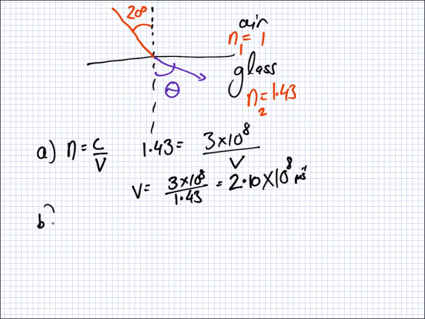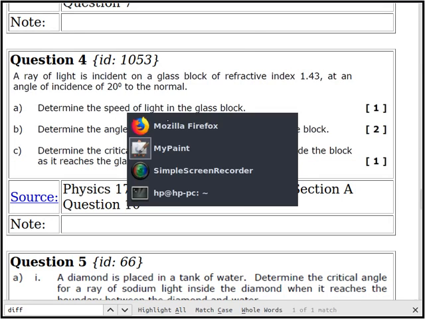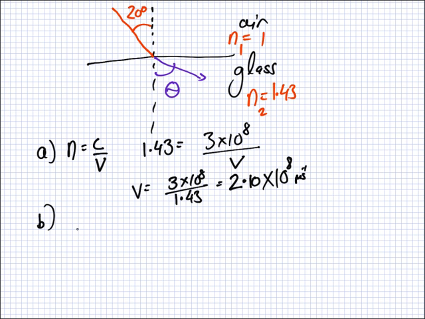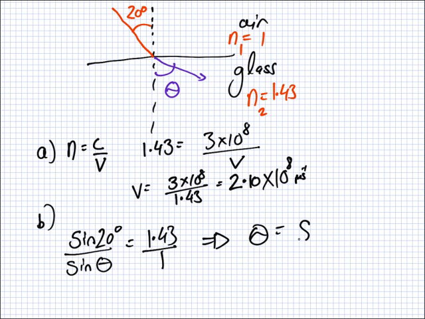Yep. B. What is the angle? That's the theta here. So let's see that you don't screw this up. Sine theta 1, in this case sine 20, over sine theta equals n2 over n1, so 1.43 over 1. Good. So that means theta will equal sine inverse of sine 20 over 1.43.